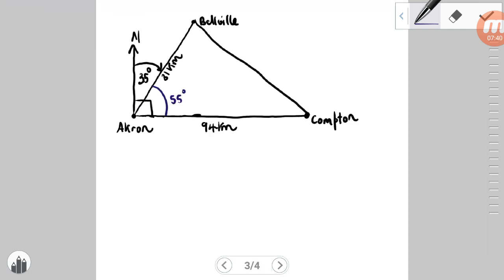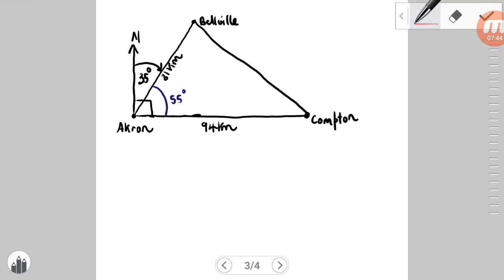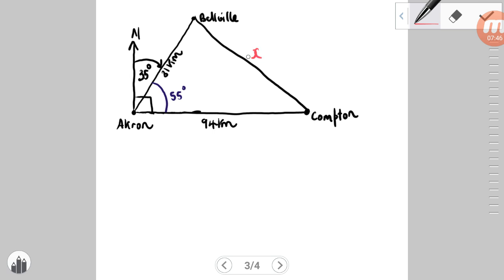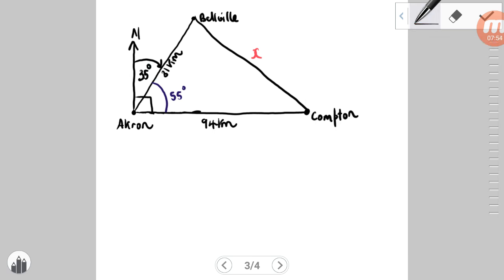All right, so we're looking for the distance here. Could just probably indicate this with an X. So we're looking for this distance right here from Belleville to Compton. All right, we have our 94 kilometers here and all of those things on the diagram. So we're looking for this distance between here and here. So basically now you can see that we have one distance here and we have a distance here, and we had previously calculated the angle between the two sides.